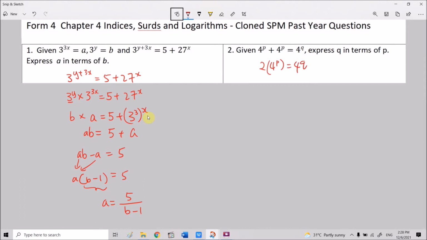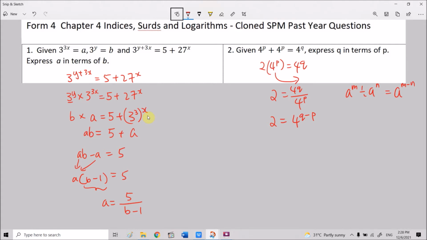And then we can further simplify this by moving this to the other side. I get 4 to the power of q over 4 to the power of p, and then using the law of indices, a to the power of m divided by a to the power of n equals a to the power of m minus n. The division here is this. The over here represents division. So you get 4 to the power of q minus p.